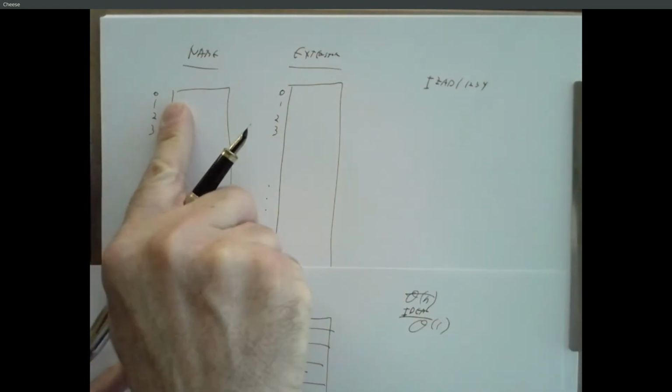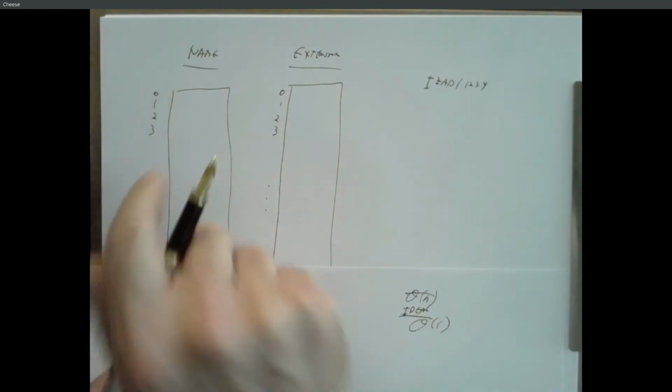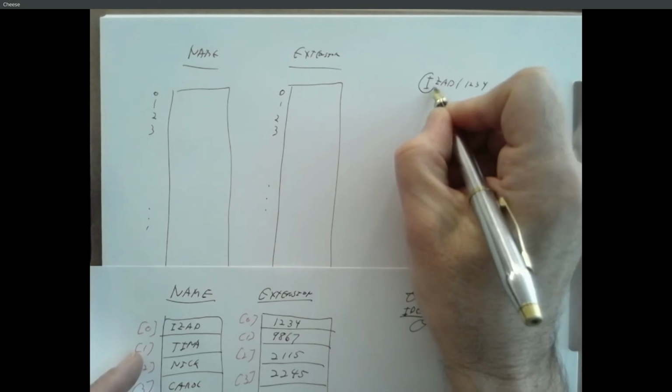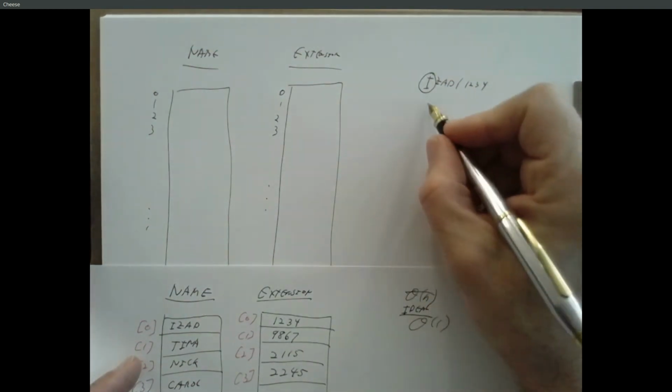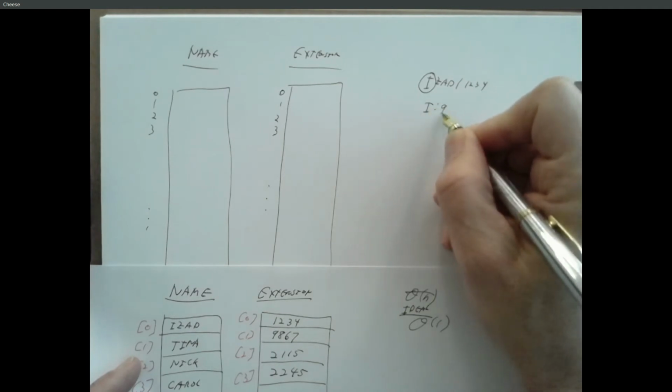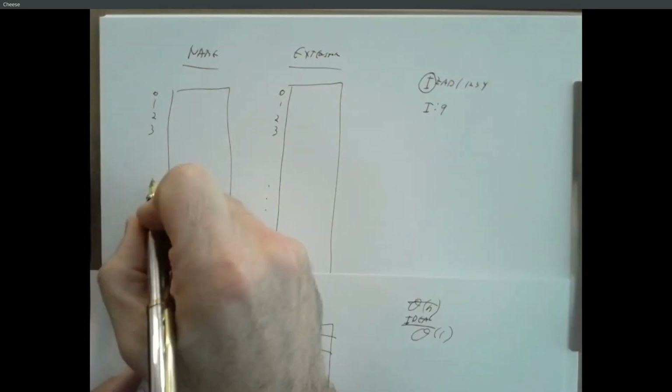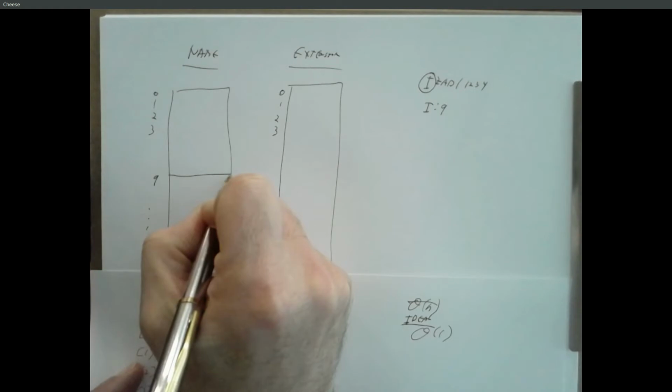Instead of storing it in the first open location, here's what I'm going to do. I'm going to look at the first letter of this name, I. And I is the 9th letter of the alphabet. So I'm going to store Izad down here at index 9.